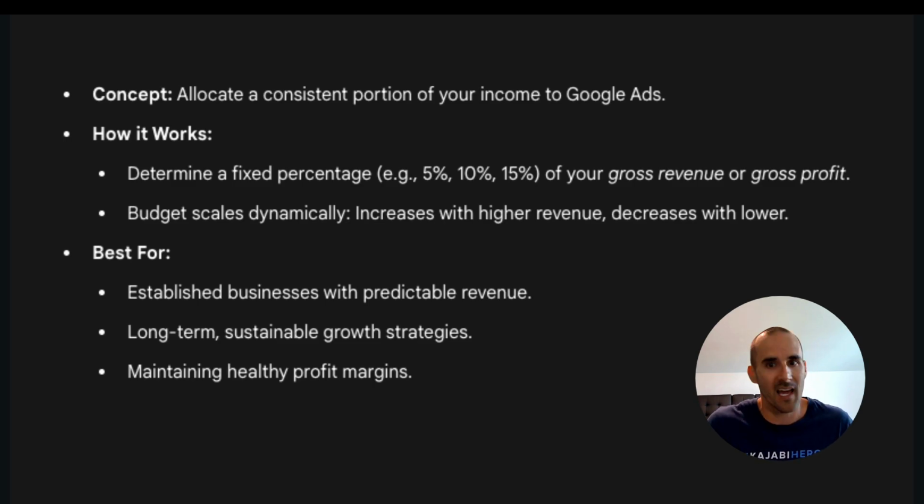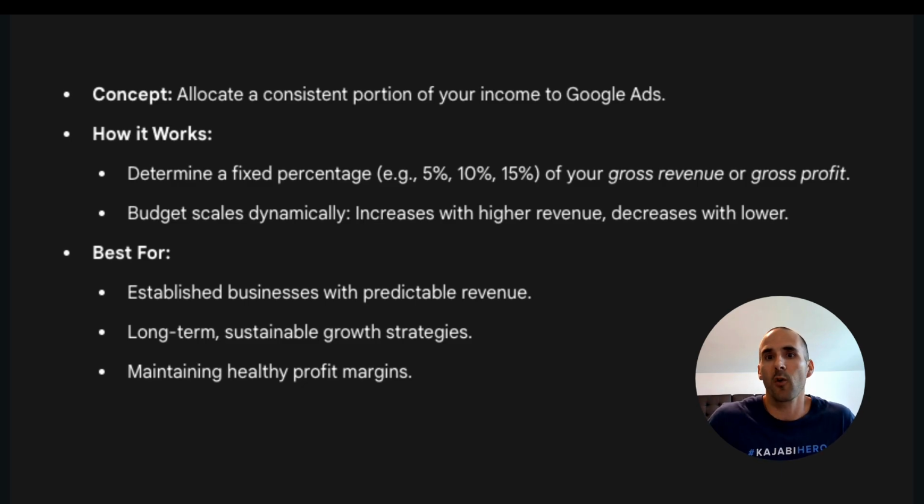Maybe it's 5%, 10%, 15% of your gross revenue or profit, and then that becomes your Google Ad spend. One of the positives of this is your budget scales dynamically. So it increases in those months that you have higher revenue, and it decreases when you have lower revenue. But the downside of this is it's not really performance focused.